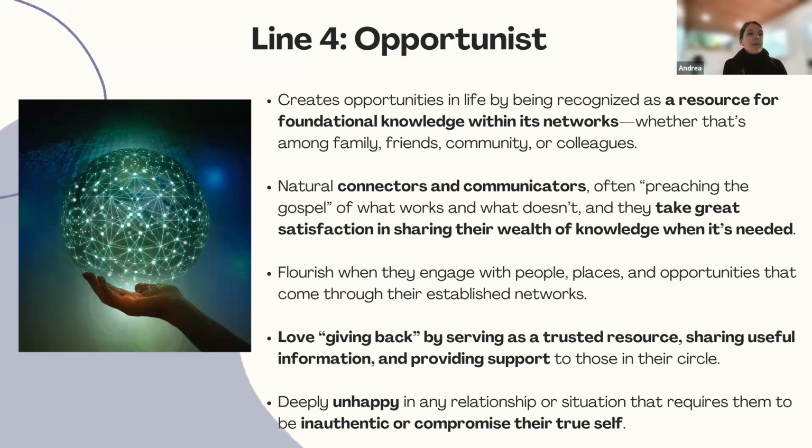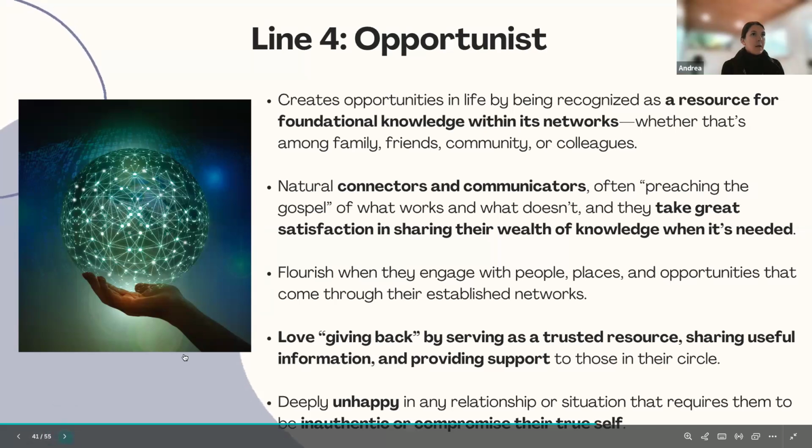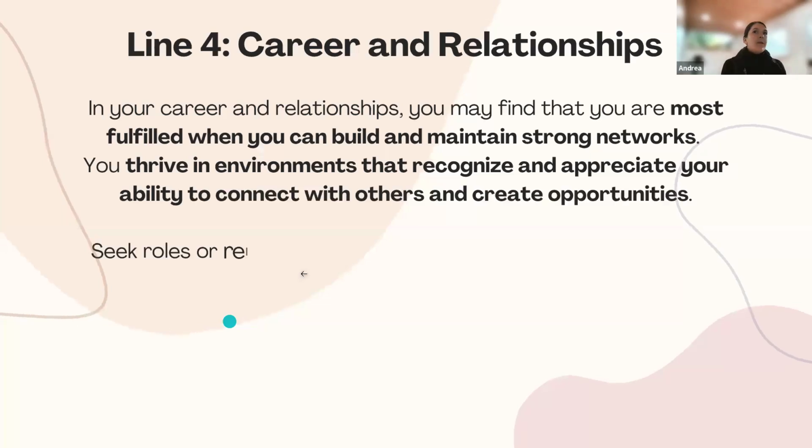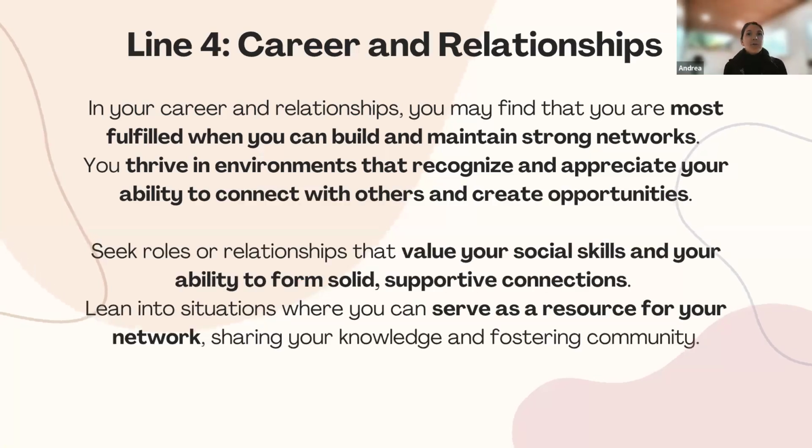And they really thrive in environments where they can be themselves, because they feel unhappy in situations where they don't get to be their authentic selves. For line 4s, in optimal career and relationships, you may find that you're most fulfilled when you can build and maintain strong networks, and thrive in environments that recognize and appreciate your ability to connect with others and create opportunities. So it's ideal that they seek roles that value social skills and an ability to form solid, supportive connections.